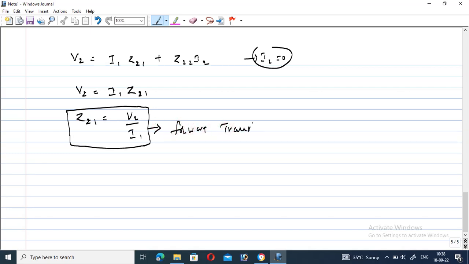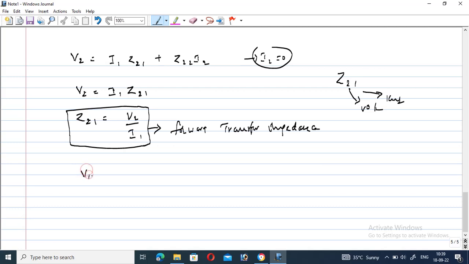Z21 is equal to forward transfer impedance. So from this, you have to observe that in Z21, 2 represents the voltage and 1 represents the current. If you define it like this, it is easy to write also, when I2 is equal to 0. So let us see the other one, the second consideration from the equations.